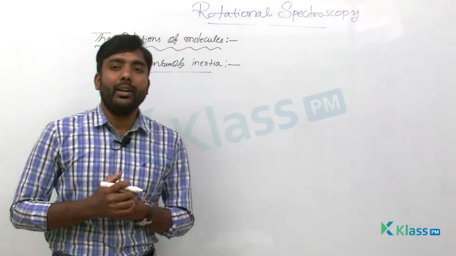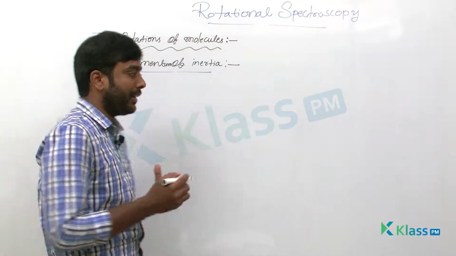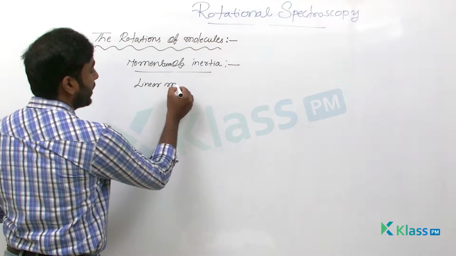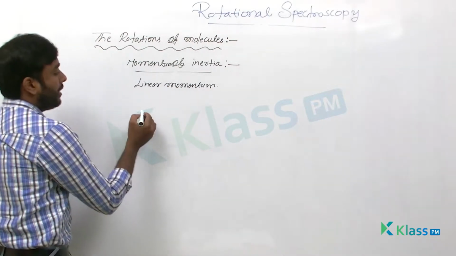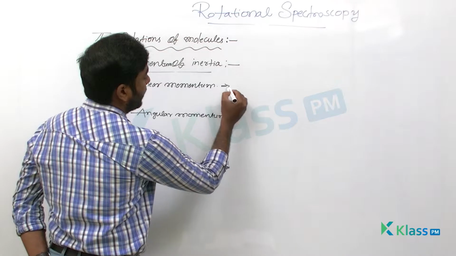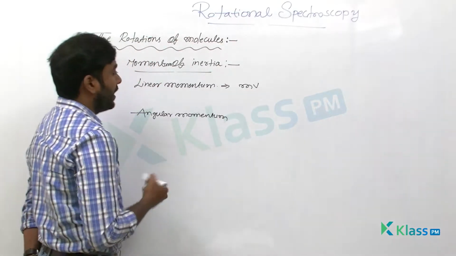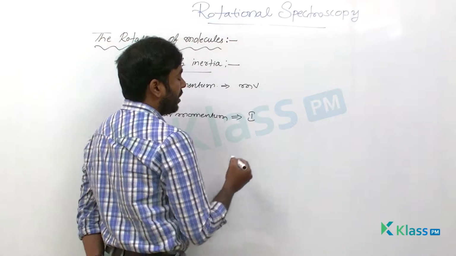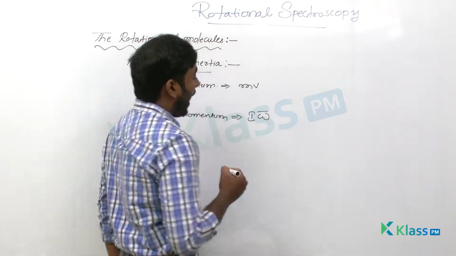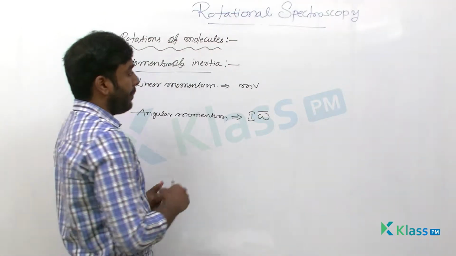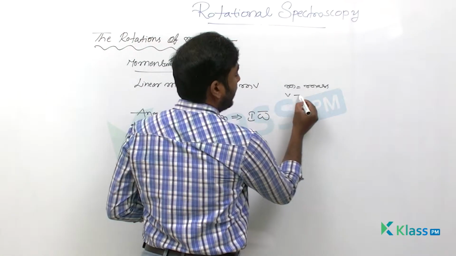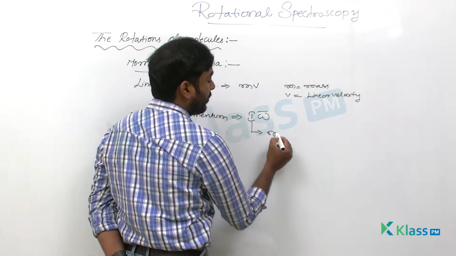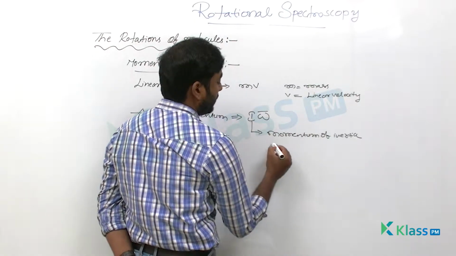If you take the moment, we have 2 types of moments we will study, that is linear momentum and angular momentum. Linear momentum is mass into linear velocity, and angular momentum is moment of inertia into omega, which is angular velocity. Here m is the mass and v is linear velocity. Here I is the moment of inertia, which is what we want, and this omega bar is angular velocity.